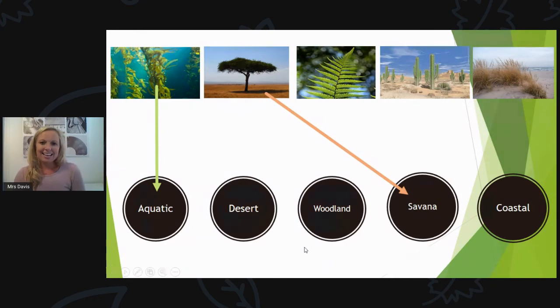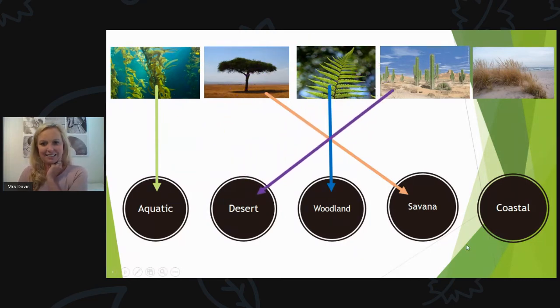Yes, well done. Okay. Oh, we've got a fern leaf here. I know that. What was that one? Can you remind me again? Yeah, it was the woodland. Well done. Oh, over here, we've got the cacti. A group of cacti, one cactus, a group of cacti. Where does that go? Well, what have we got left? We've got the desert and we've got coastal. Well, I don't think it's coastal, so I reckon it's got to be the desert.